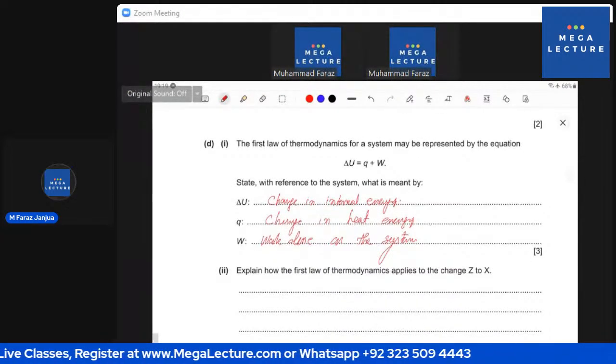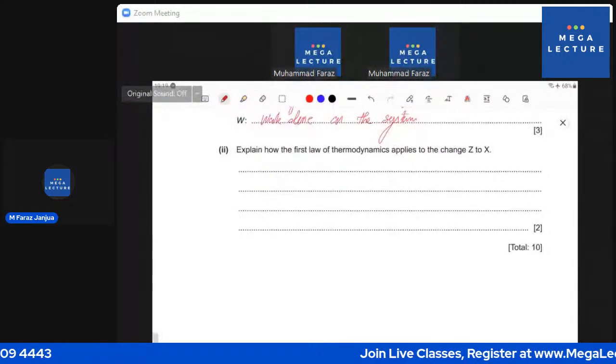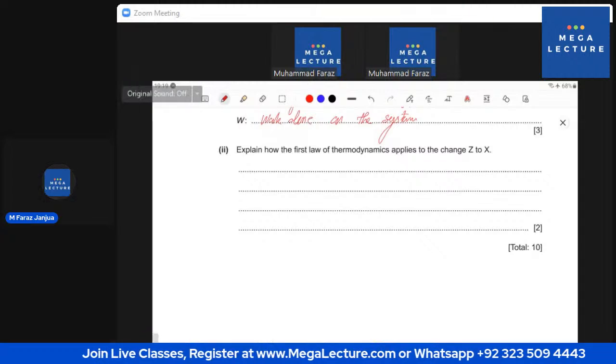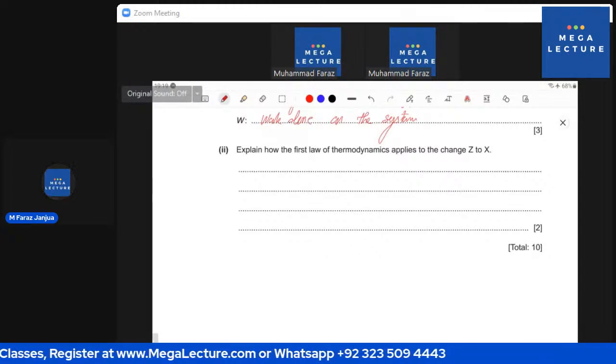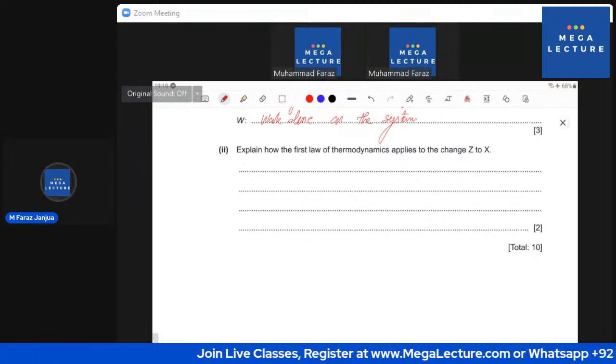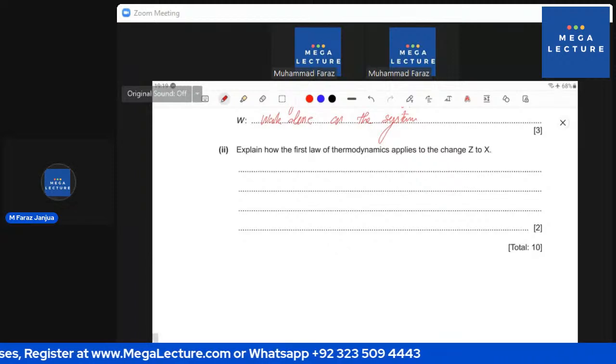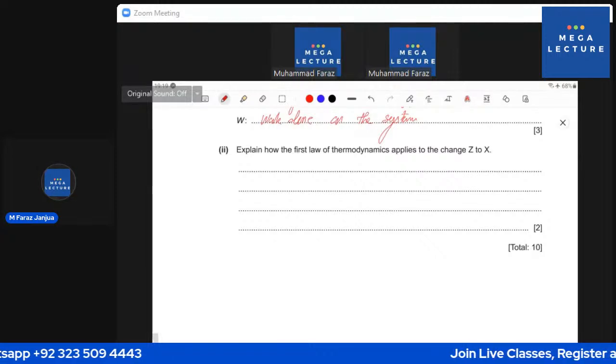Now, explain how the first law of thermodynamics applies to the change Z to X. We have to explain how this is a closed cycle. We say that due to increase in the volume, work is done by the system. Whenever any gas expands, it means work is done by the system. And when anything cools down, it means heat energy is lost.